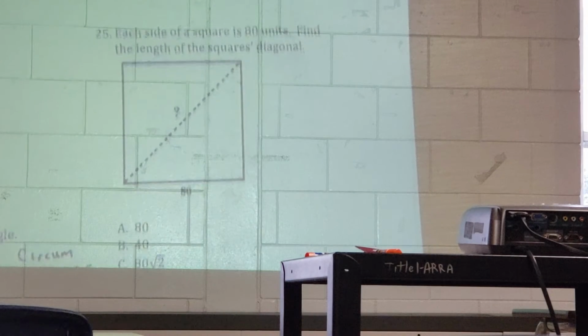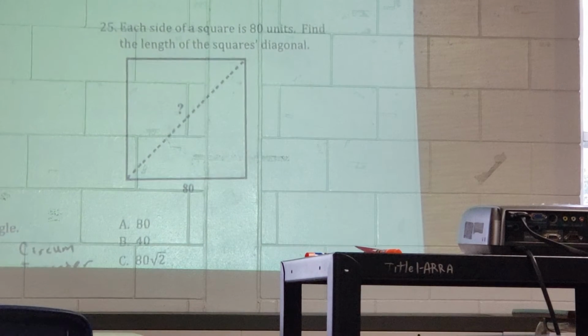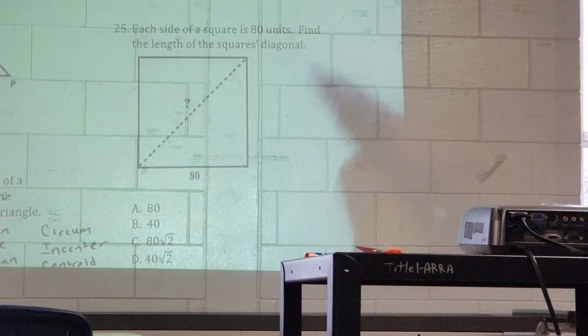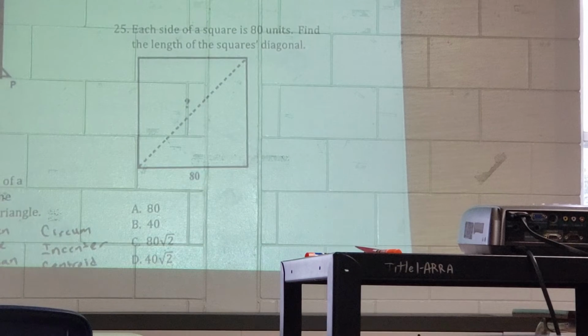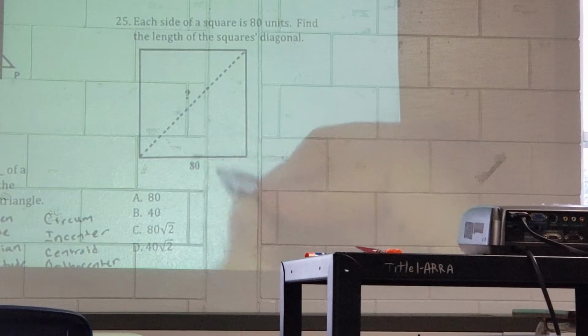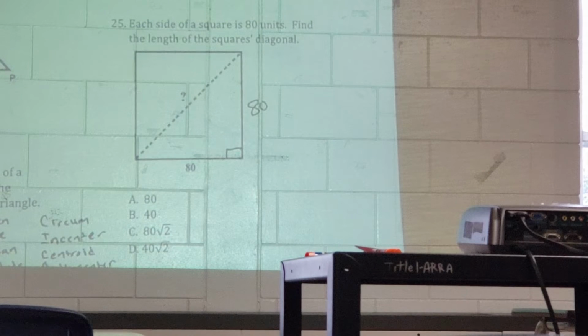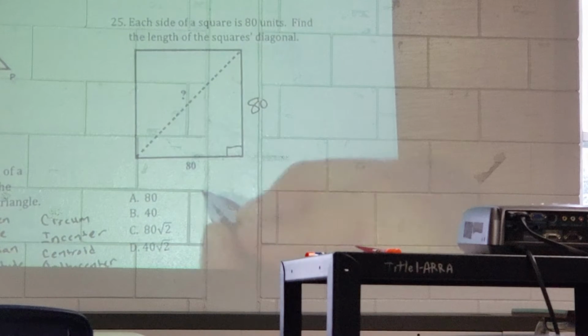All right, 25, you can use special right triangles here to find this missing side. It says, if this is a square, each side is 80 units, find the length of the square's diagonal. Well, one thing I noticed is that if this is 80 and it's a square, this also has to be 80. And you could use special right triangles here to make this really easy, but if you don't remember special right triangles, or you struggle with them, you could also just use Pythagorean theorem.